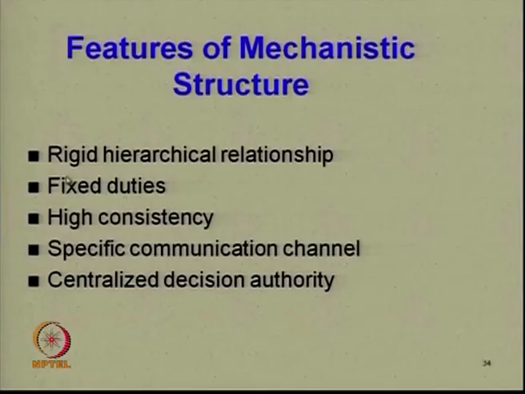You cannot have the behavior, you can have only a broad band of behavior. You can only have a range of performance, you can't have everyone performing at the same level. Machines can perform consistently, even the same person will perform differently at different points of time. So, you have to create systems which incorporate it. The future of mechanistic structure is with rigid hierarchical relationships, fixed duties, high consistency, specific communication channels, centralized decision authority. It can be only used selectively.